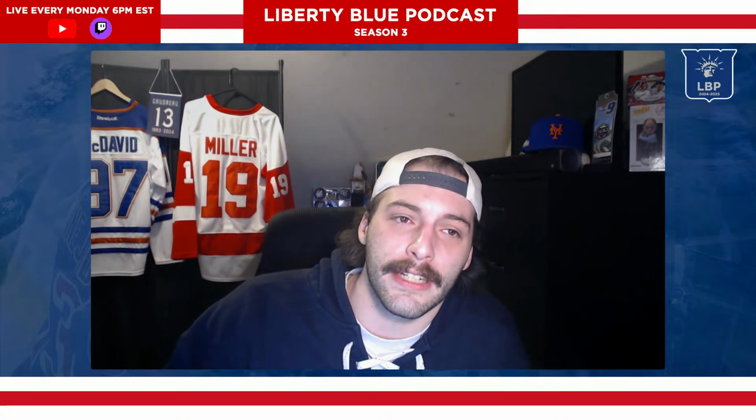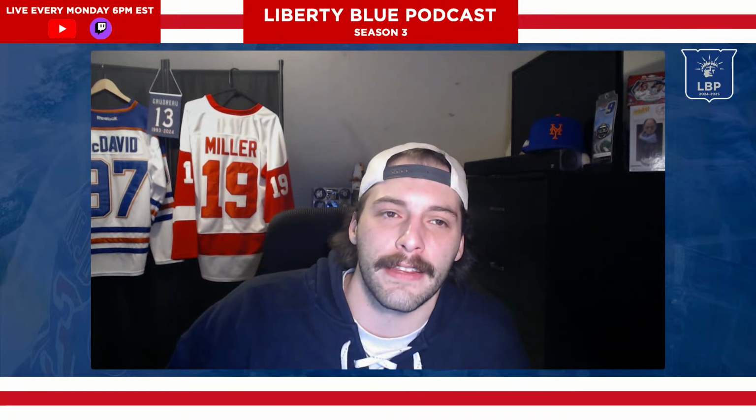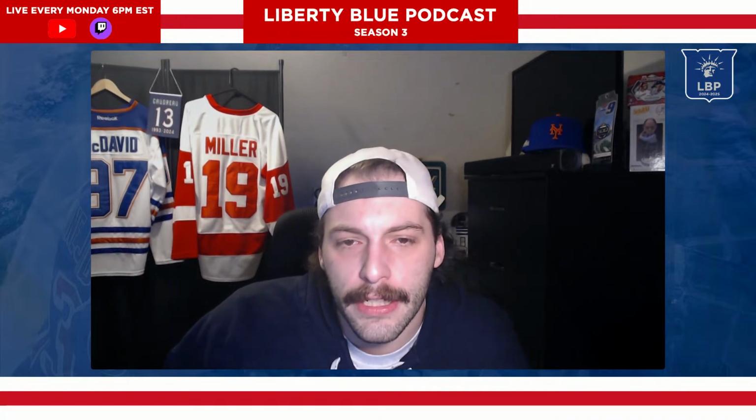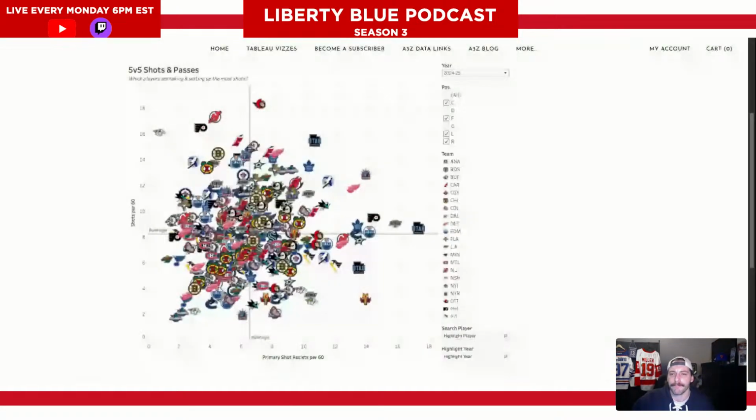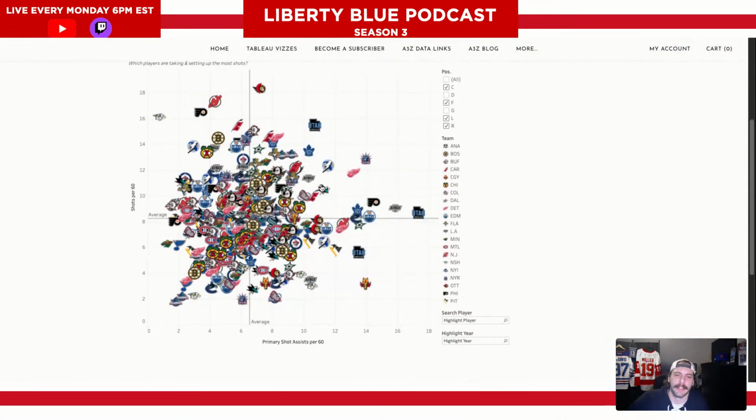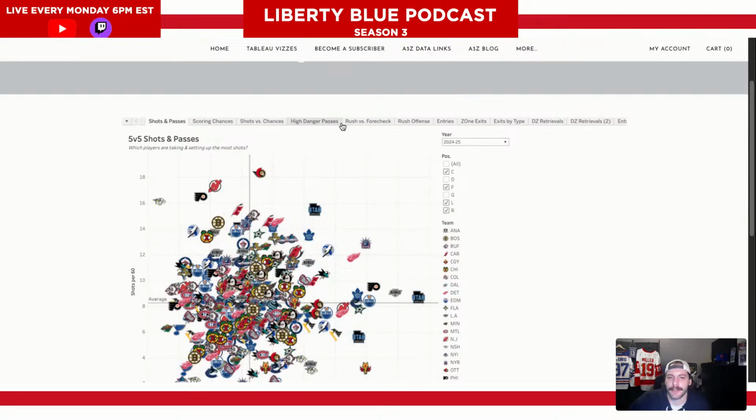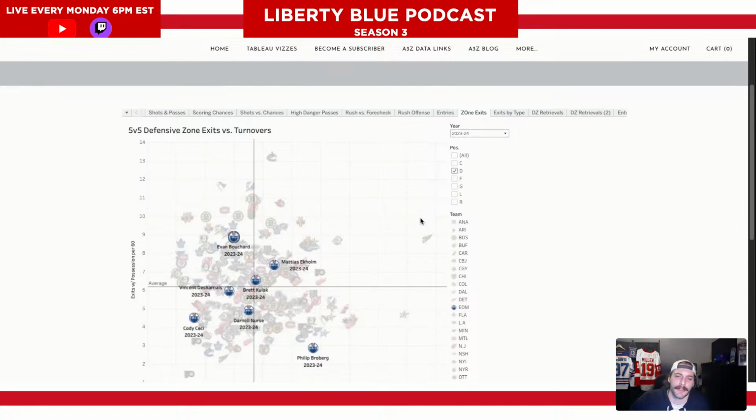All right, let's get on into the transition stats, because this is where I can really illuminate what I think about Miller's game. So we want to share, where is it? Here we go. Okay. So looking at this scatter plot, this is shots and passes, scoring chances, rush versus forecheck, zone exits. This is what we want to start with.